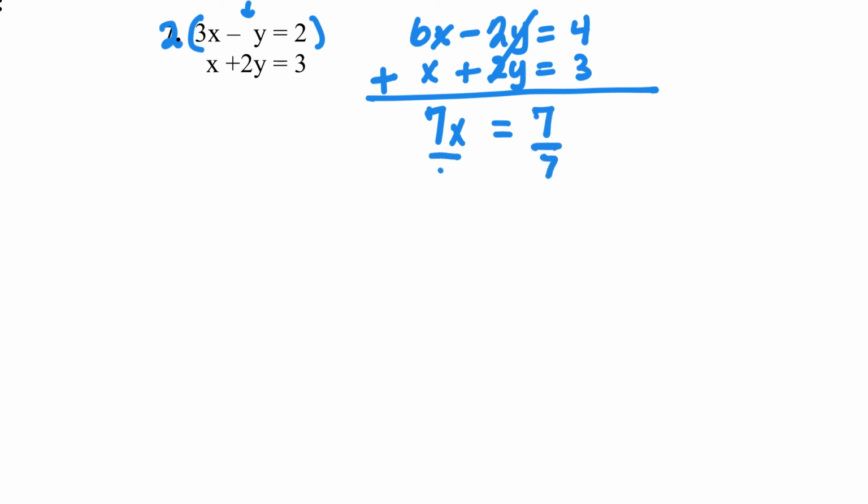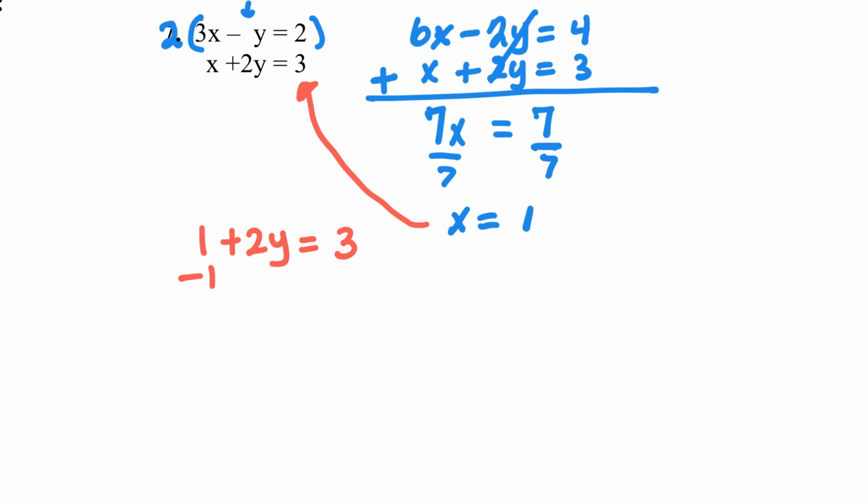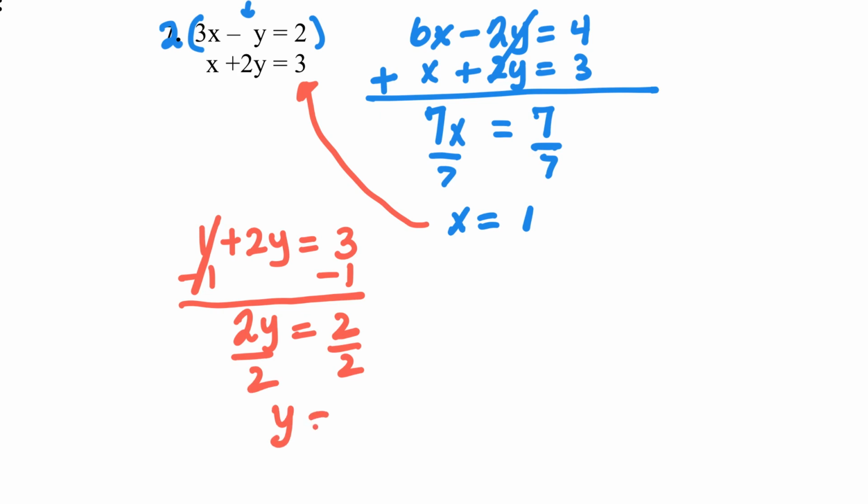Divided by 7, x equals 1. So now I'm going to go ahead and substitute into, I'm going to say the second one. You could have picked the first one if you wanted to, but I'm going to pick the second one. So we have 1 plus 2y equals 3. Subtract 1 from both sides since we're solving for y. 1 minus 1 is gone, so you have 2y equals 2, divided by 2. So y equals 1. The solution for the system is 1, 1.